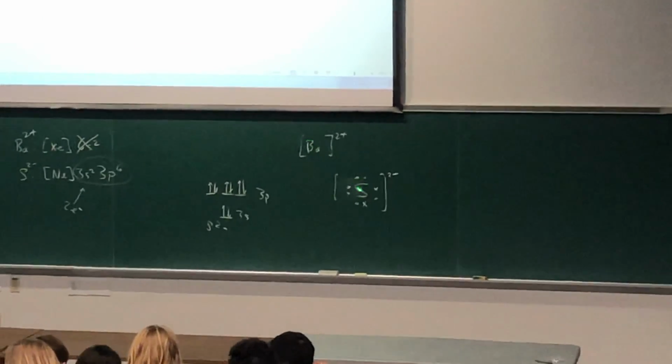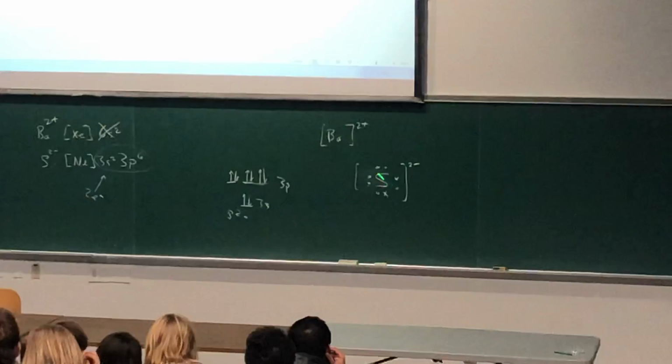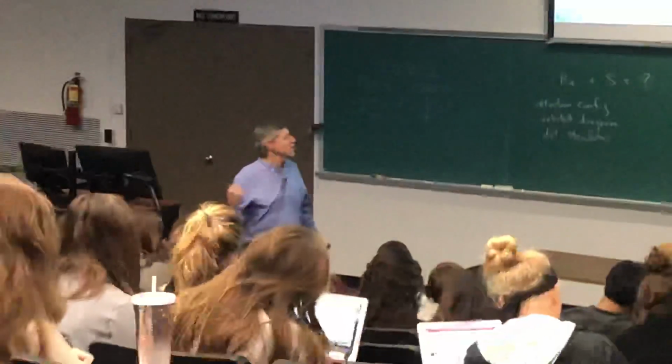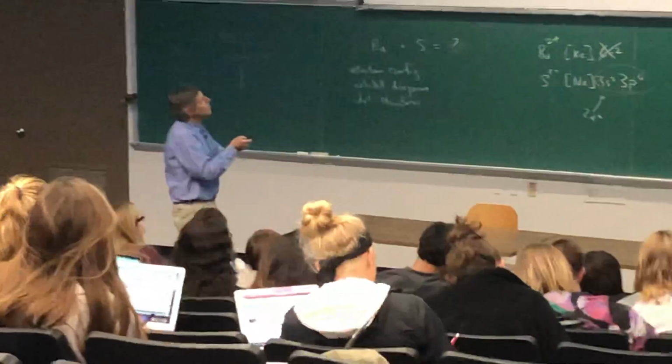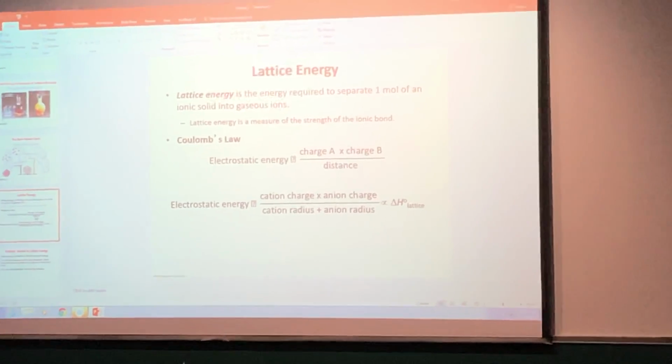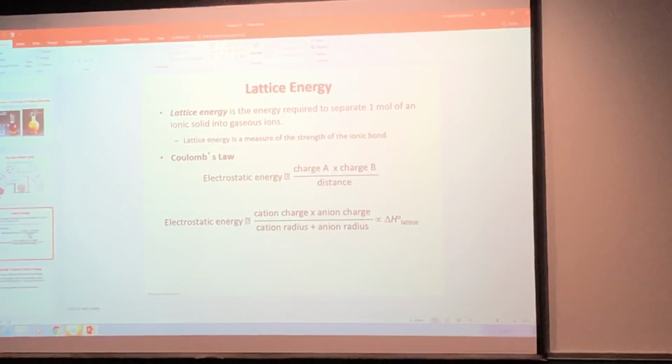If I have a solid like this, we're gonna get energy out of it when we put them together. But that also means if we're gonna try and take them apart, we have to put energy in. So we're going to define something called the lattice energy. A crystalline solid is called the crystalline lattice, okay? So that's where the word lattice comes from.